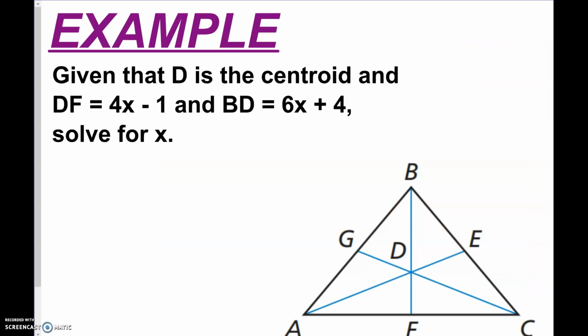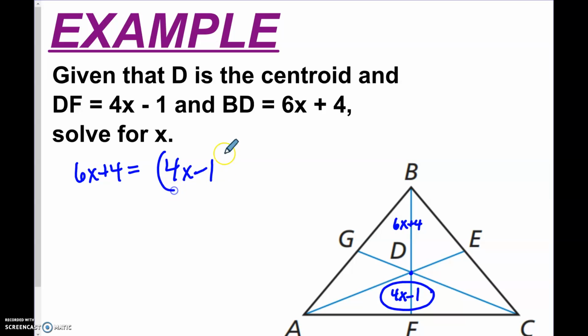All right, next one. Given that D is the centroid, so they're telling us this time that it is the centroid. DF is 4x minus 1, and BD is 6x plus 4. Is this point cutting this in half? Can we just say 6x plus 4 equals 4x minus 1? Are those equal? The answer is no. Remember, the smaller one is always half of the other. If we multiply this one by 2, we get to the other one. So 6x plus 4 equals 8x minus 2.